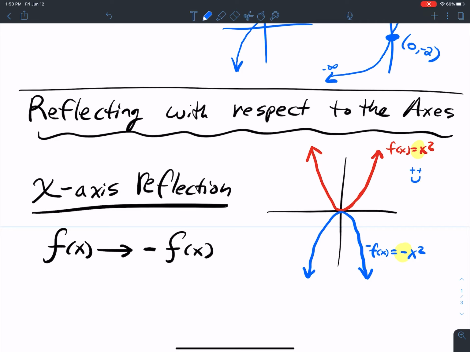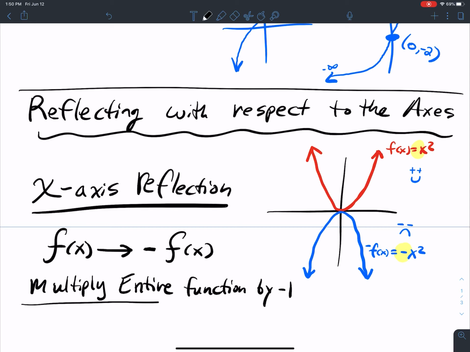If it's a negative coefficient, I'm negative in behavior, going down to negative infinity, concave down. There's a frown, all right? So how do I do this? To do x-axis reflection, I multiply the entire function by -1. Multiply the entire function by -1.